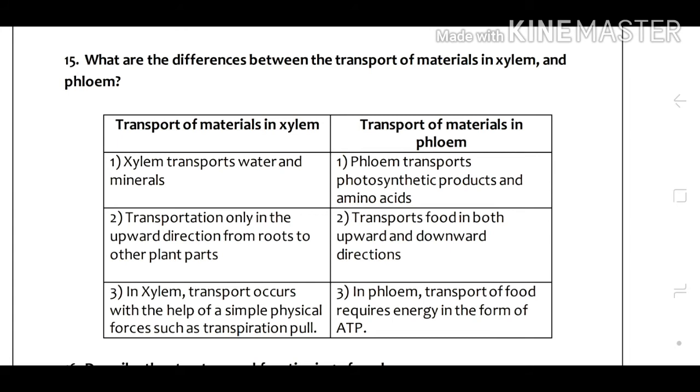In xylem, transport occurs with the help of simple physical forces such as transpiration pull. In phloem, transport of food requires energy in the form of ATP.